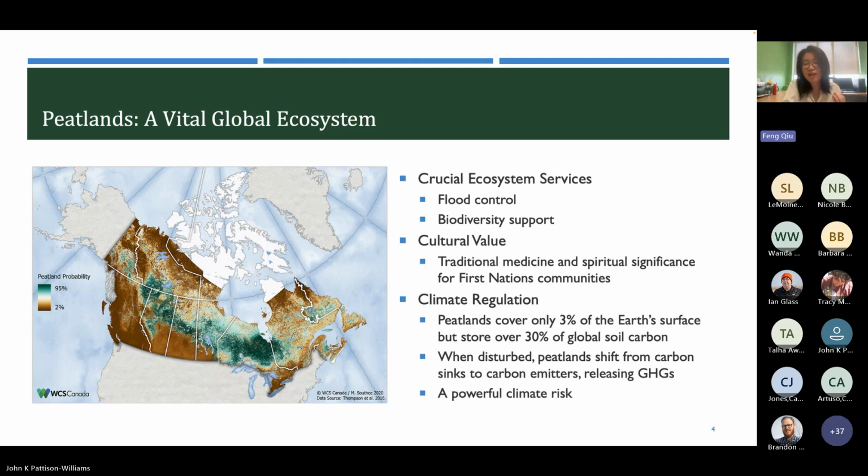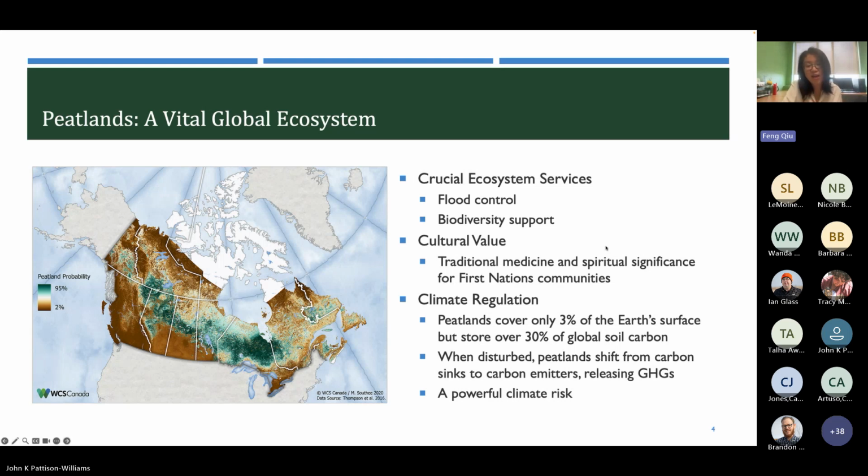But this peatland carbon vault is fragile. Once peatlands get fragmented, disturbed, burned, or drained, this carbon sink can potentially become a carbon emitter, and they might, or quite likely will, become sources of substantial greenhouse gases. So when we lose peatland, it's not just that we're losing wetland, we are also releasing a very powerful climate risk.